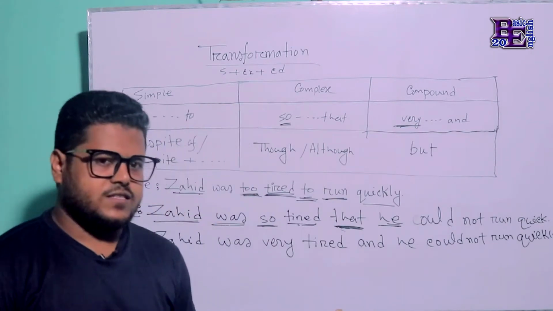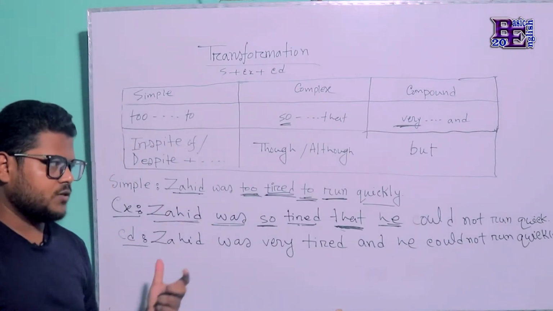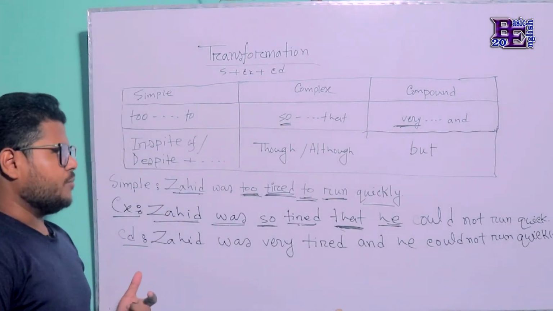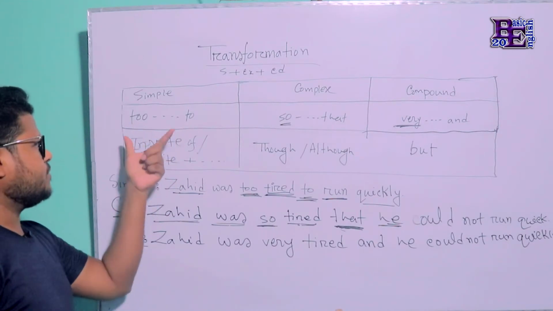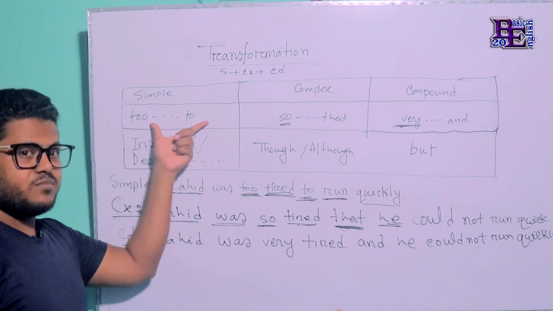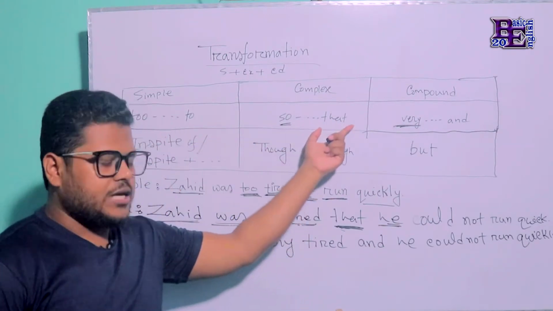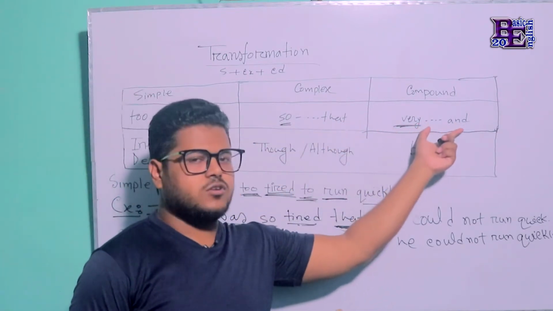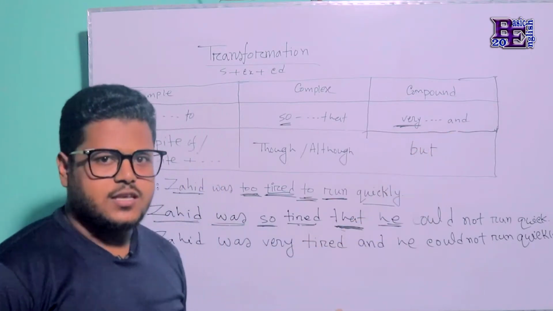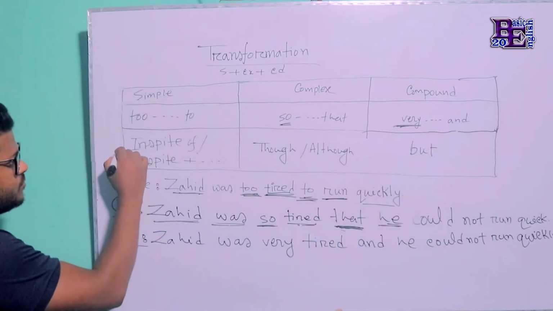Okay, these are the steps that we have to follow by using this rule. That is, if you get "to" in a simple sentence, in a complex sentence we have to use "so that", and in a compound sentence we have to use "and". Okay, let's see rule number 2.